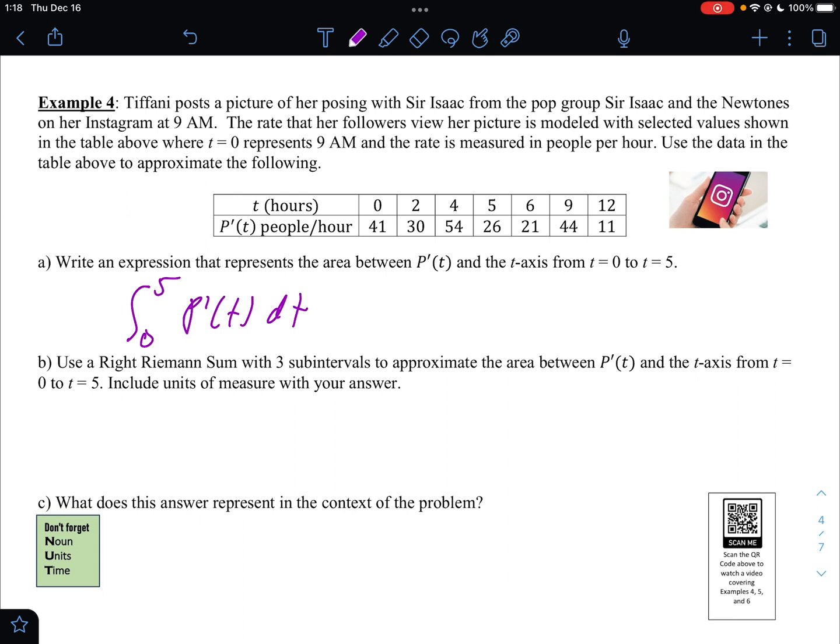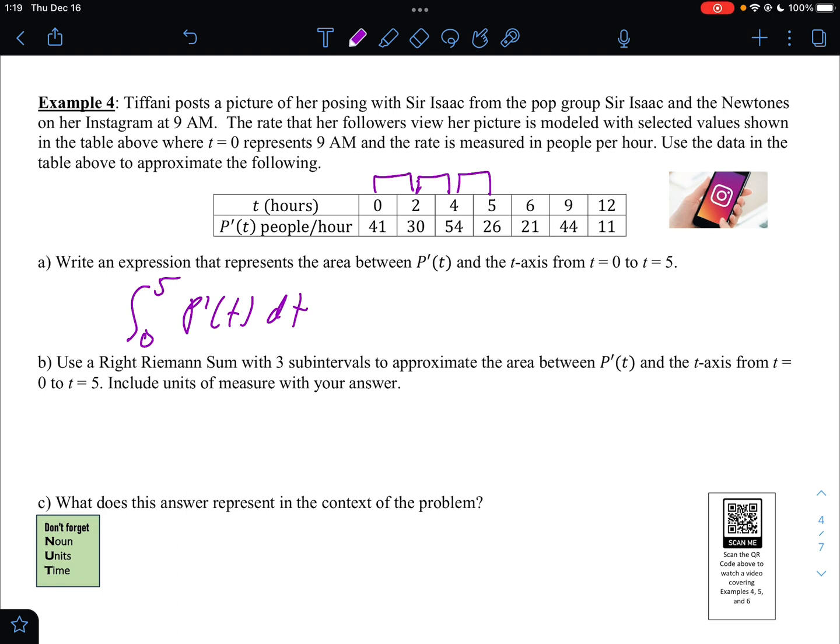B, use a right Riemann sum. The key there is that it says right Riemann sum with 3 subintervals to approximate the area between p prime of t and the t-axis from t equals 0 to t equals 5. Include units of measure with your answer. So we're going from 0 to 5, and we're going to use 3 subintervals. Look at the table here. This is going to be 1, 2, 3 rectangles.